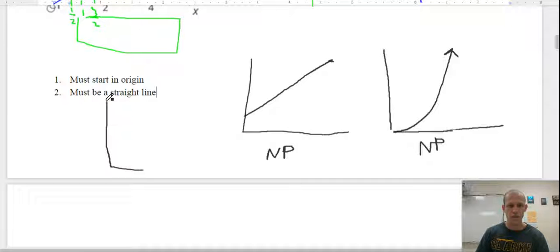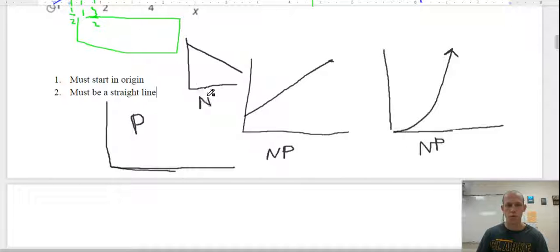Let's say we have something like this. It barely gets off the ground. If that is a straight line, and it did start at the origin, it would be proportional. If you look at a graph that looks like this, that would not be proportional because it doesn't start at the origin.